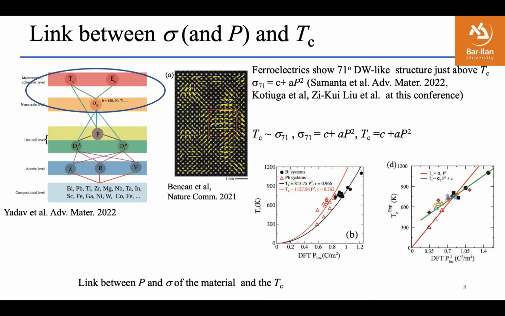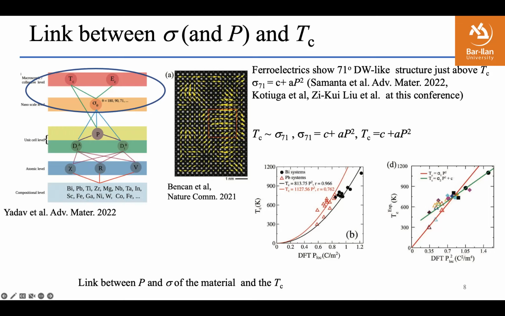Well, is this correct or not? Again, we know how sigma 71 scales with the polarization. It's a small constant plus AP squared. So we can hypothesize that, for the range of polarizations we're interested in, TC should be some small constant plus AP squared. So let's look at the data.